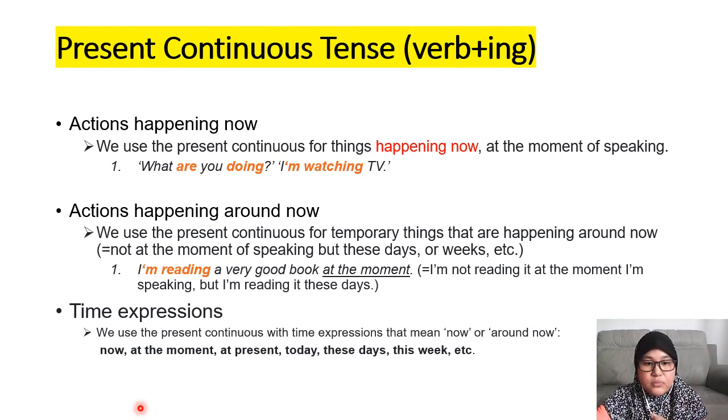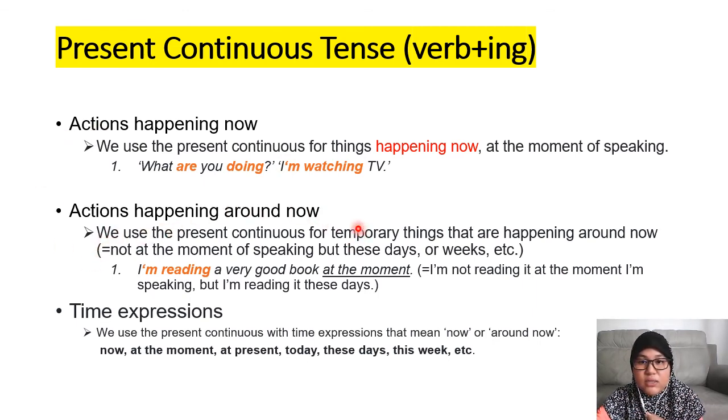Okay. We use the present continuous for things happening now at the moment of speaking. Maksudnya, present continuous digunakan apabila benda yang sedang berlaku sekarang pada waktu sedang bercakap. Okay. For example, what are you doing? Okay, apa yang awak tengah buat? Okay, I'm watching TV. Okay, masa dia bercakap, masa dia bagi tahu dia sedang tengok TV. That's why we will use present continuous. I am watching TV.